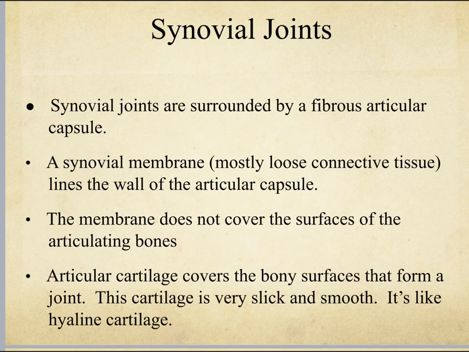That brings us to our synovial joints. Synovial joints are surrounded by a fibrous articular capsule. A synovial membrane, mostly loose connective tissue, lines the wall of the articular capsule. The membrane does not cover the surface of the articulating bones. Instead, it surrounds them. Articular cartilage covers the bony surfaces that form a joint. The cartilage is very slick and smooth, which protects the joint from high friction due to movement, and it's very similar to hyaline cartilage.